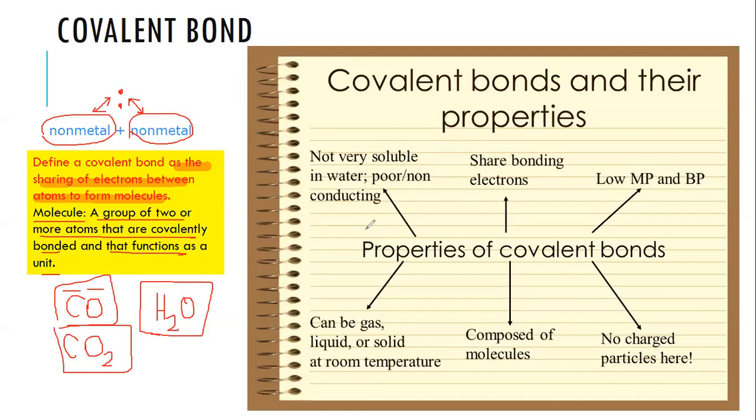What are the important properties of structures with covalent bonds? They are not very soluble in water. They don't dissolve in water easily, and because of this, they are poor or non-conductors. What I'm trying to say is that if they dissolve in water and release ions in water, they will start conducting electricity, okay?